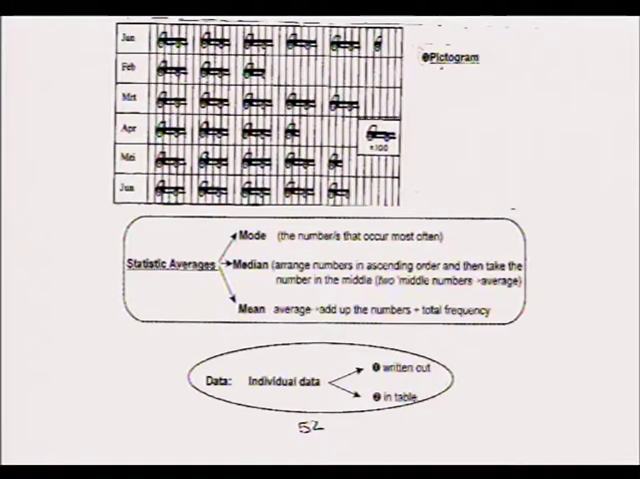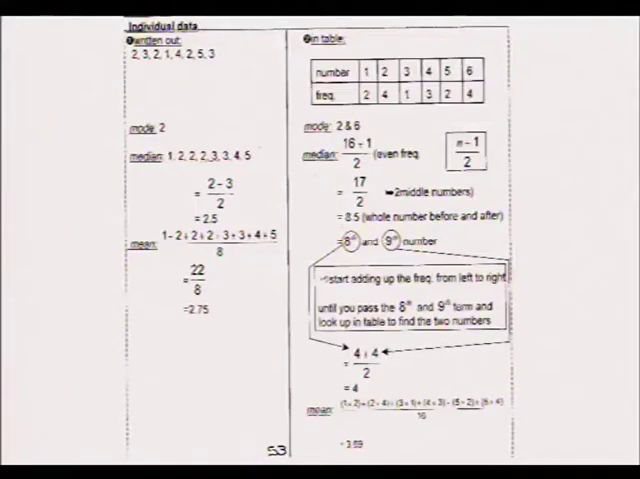And data, you will get individual data, which is written out, and in the second example it will be in a table. So individual data written out: 2, 3, 2, 1, 4, 2, 5, 3. In a table: 1, 2, 3, 4, 5, 6, from smallest to biggest, and then the frequency.